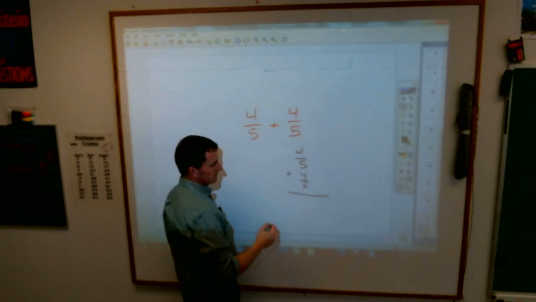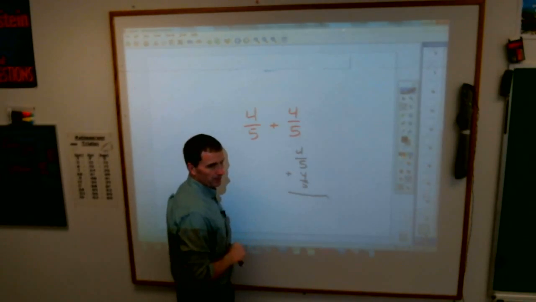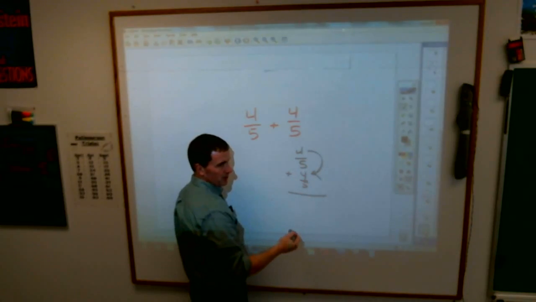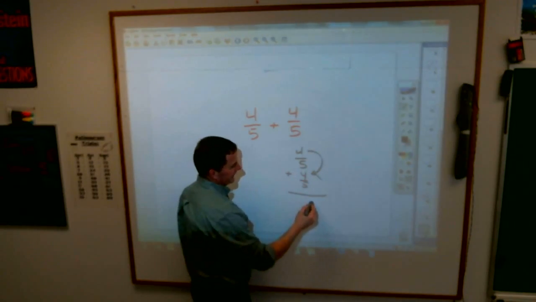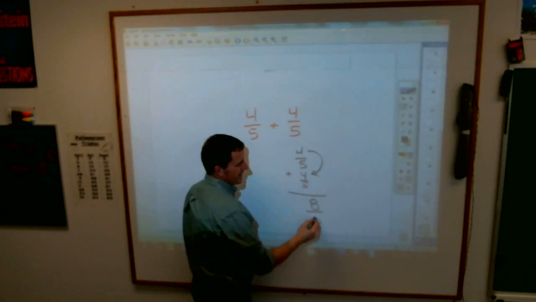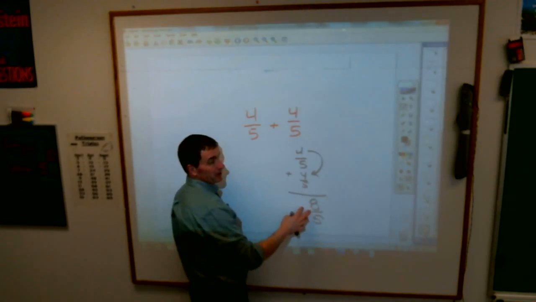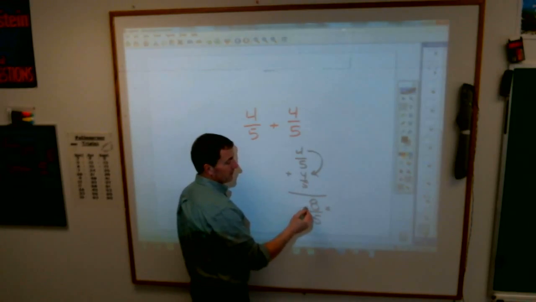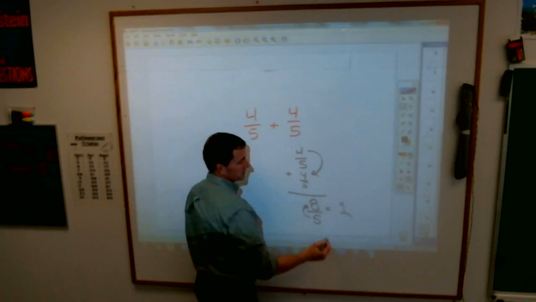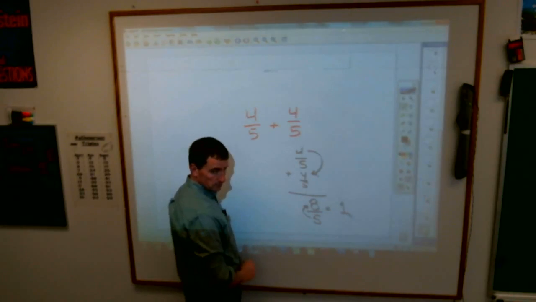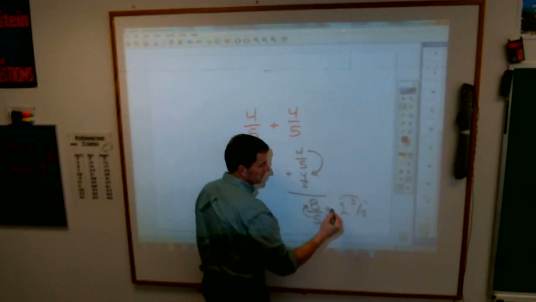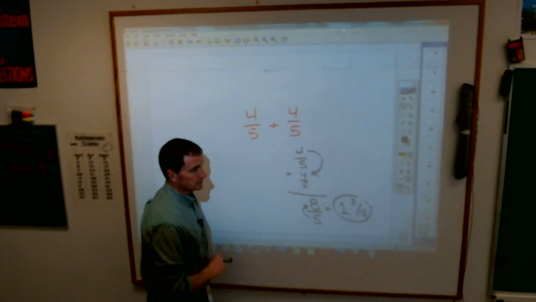Joseph? 1. You do not get 1. 4/5 plus 4/5, you get an improper fraction, which is what? What's my improper fraction, Leighton? 8/5. 8/5. And you're not allowed to keep the improper fraction, so when you see an improper fraction like this, you have to change it to a mixed number. How many times does 5 go into 8? Once. What's left over? 3, so it's 1 and 3/5. You need to give it as a mixed number.